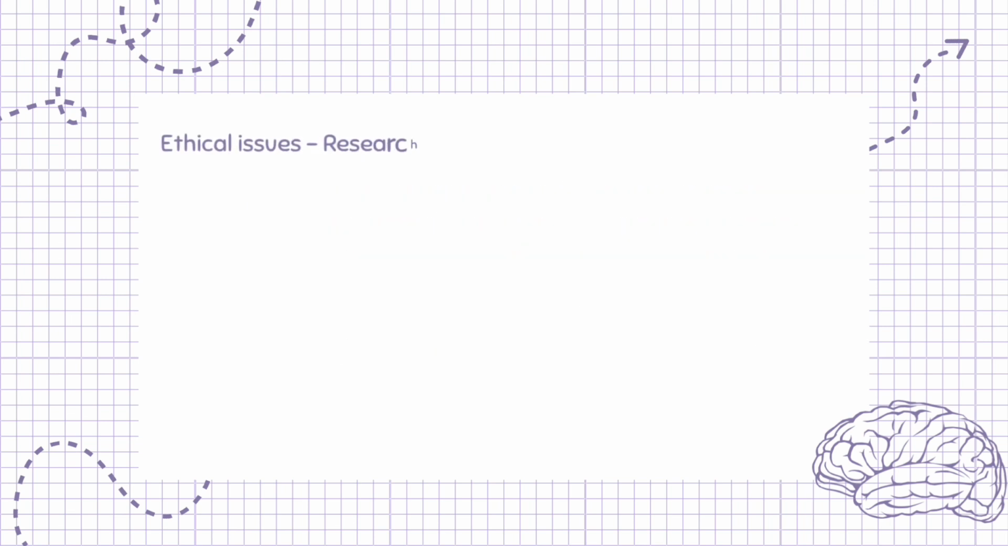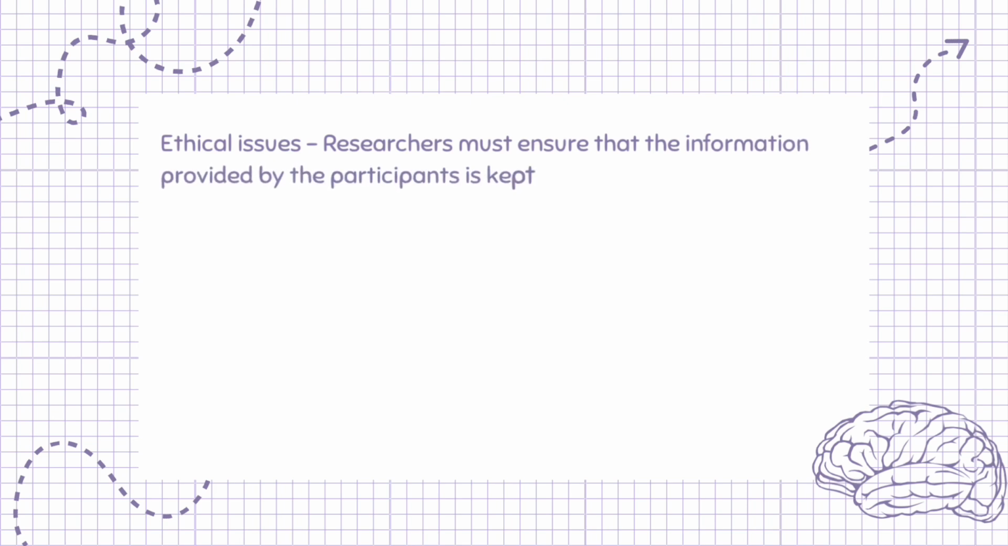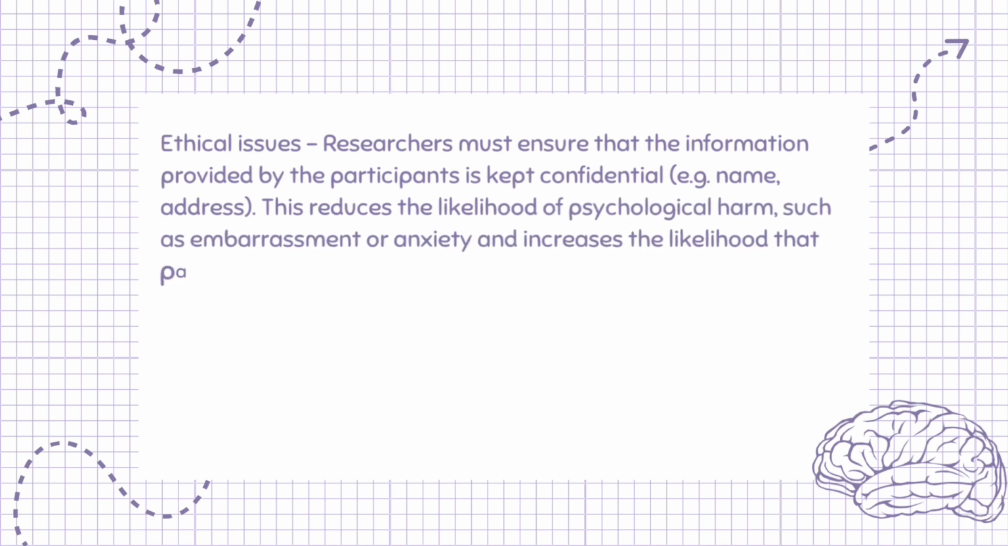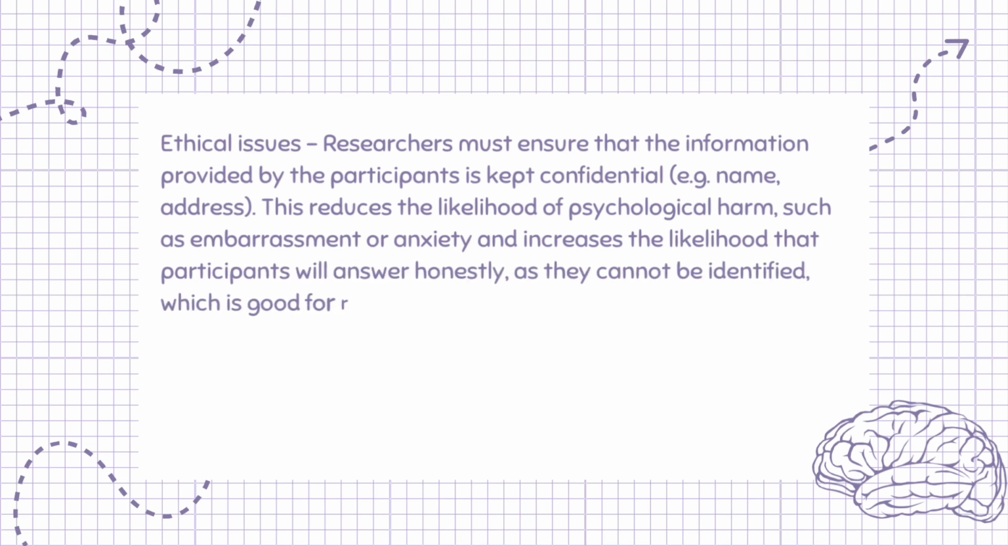Ethical issues: researchers must ensure that the information provided by the participants is kept confidential, e.g. name, address. This reduces the likelihood of psychological harm, such as embarrassment or anxiety, and increases the likelihood that participants will answer honestly, as they cannot be identified, which is good for researching sensitive topics.